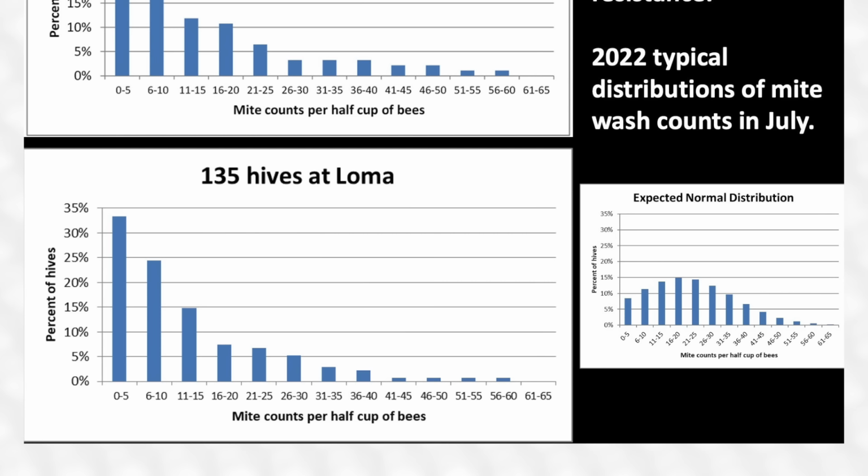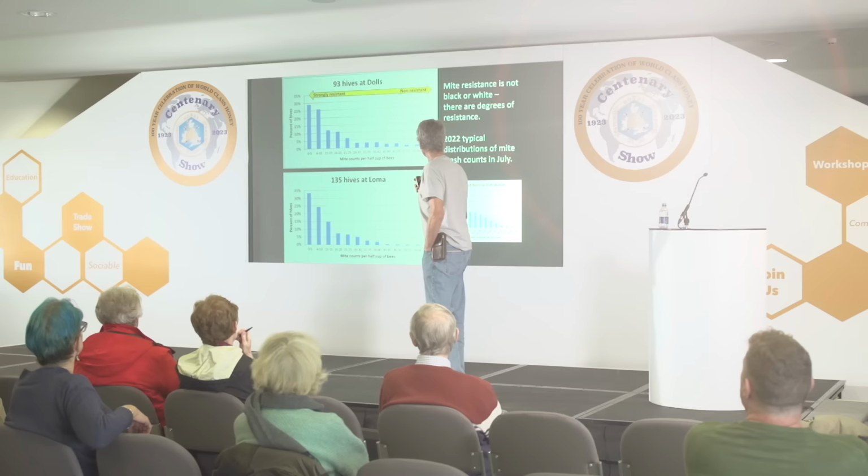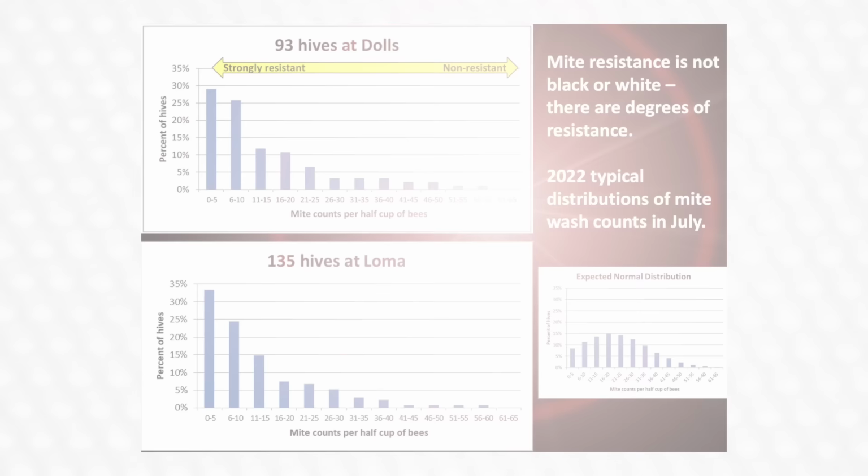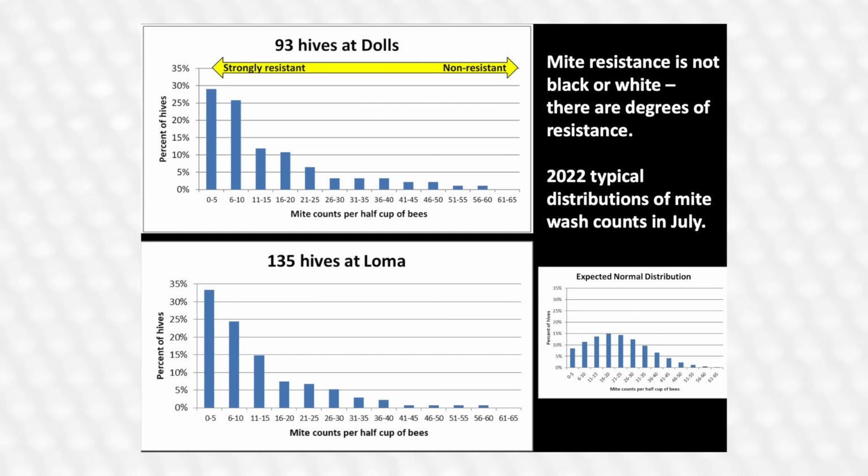And what I realized is that resistance is not black or white. It's not like you're just zero or 60. There's a gradation. So these colonies here were also pretty resistant, you know. So they may have required one treatment a year rather than zero treatments.